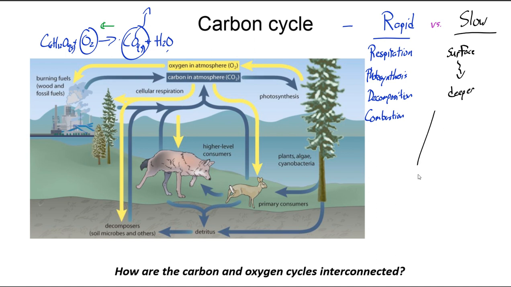So our rough kind of border between the two will be something that if it happens in a lifetime. So if something takes 1,000 years, that's definitely part of the slow cycle. If something takes 10 years or 1 year or even 1 second, that would be part of the rapid cycle.